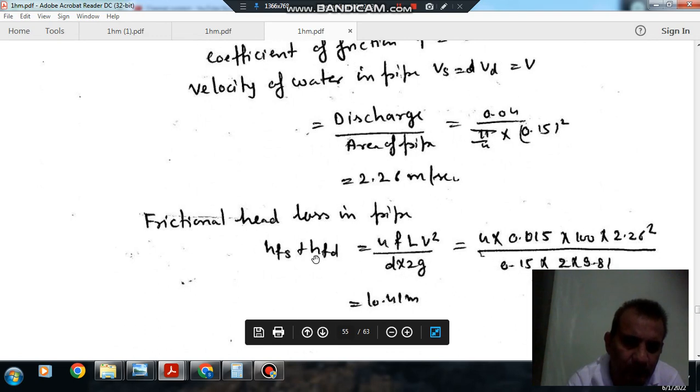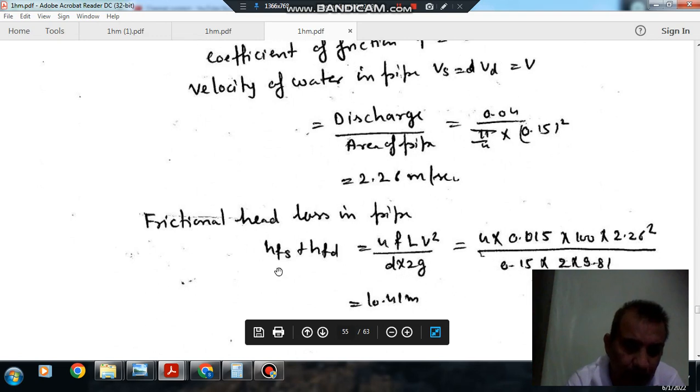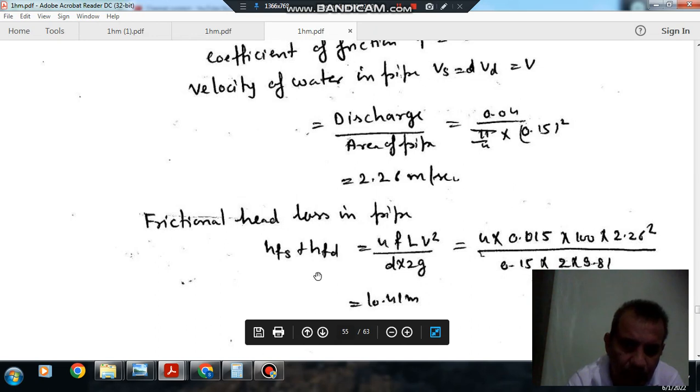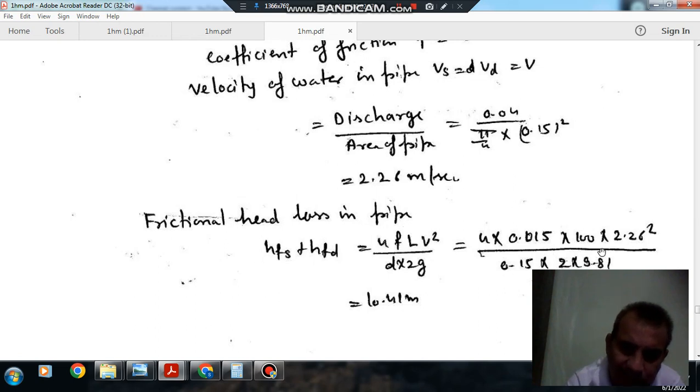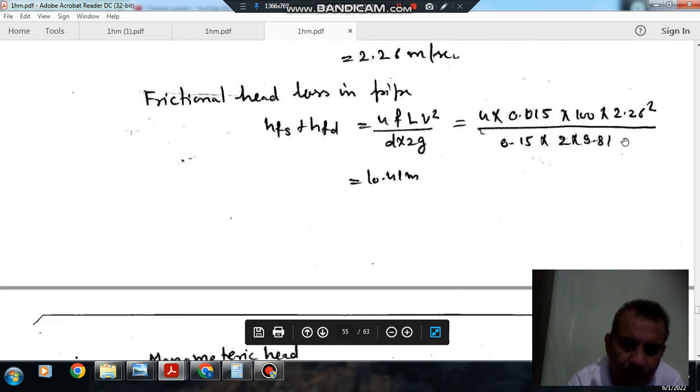And the friction loss in pipe, HFS plus HFD, or total head loss in pipe, is 4FLV square divided by D into 2G. So F is 0.015, L is 100 meter, V is 2.26, D is 0.15. So that head loss in suction and delivery pipe is 10.41 meters. L here is 100 meters, and this represents the total head loss due to friction. L is the length and should not be taken as HS plus HD. It is the length, and V is 2.26.